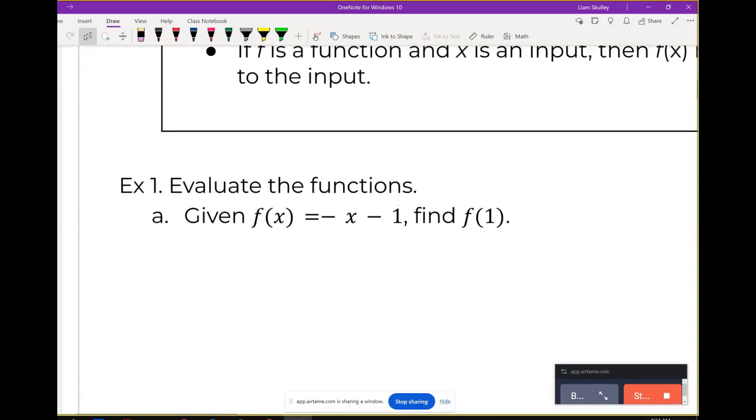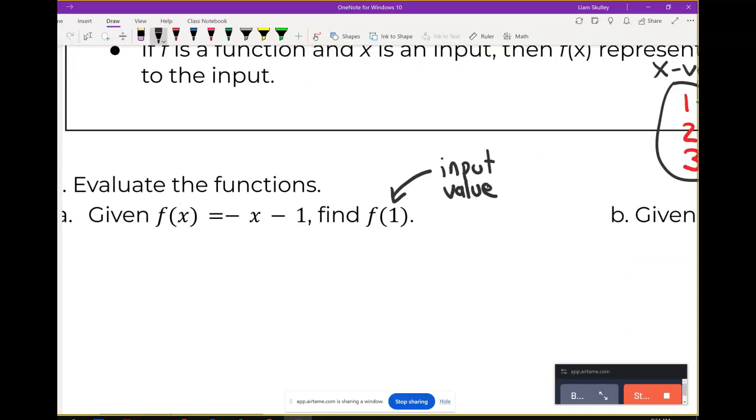We're going to say we're evaluating these functions. Evaluate means get out a number. We're given the function f of x is equal to negative x minus 1. We're finding f of 1. So f parentheses 1, notice how up above it was f parentheses x. That means this 1 is taking the place of our x, and this is going to be our input value. That's what we're plugging in for the function.